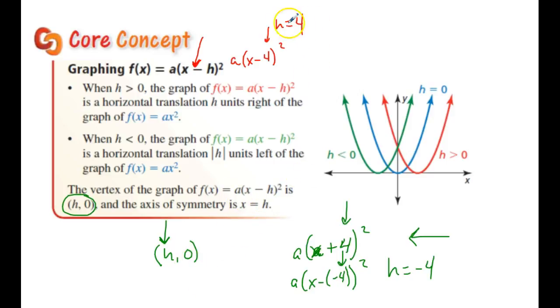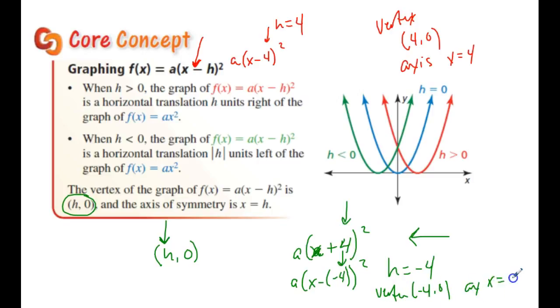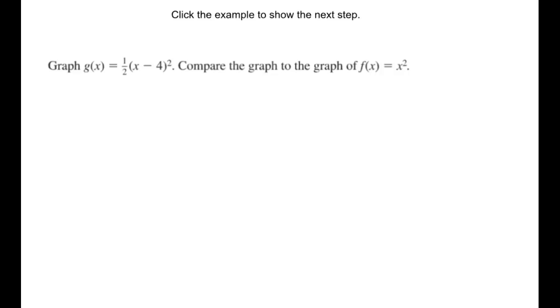So for this red example, since my h was 4, my vertex would be 4, 0, and my axis of symmetry would be x equals 4. For my green example, with my h being negative 4, looking like x plus 4 in here, my vertex would be negative 4, 0, and my axis of symmetry would be x equals negative 4. So I can use this h value to help me find the vertex and the axis of symmetry.